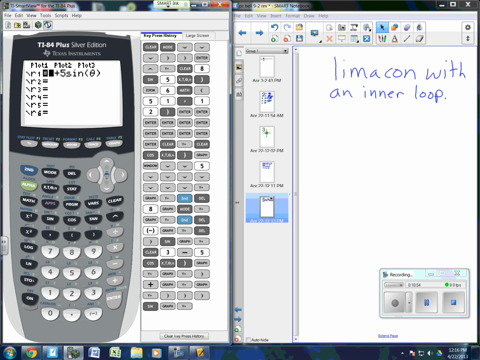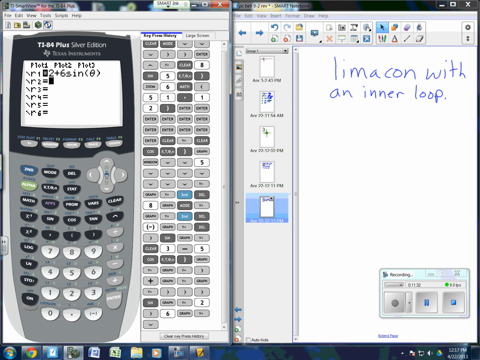Okay, let's do something like, let's make that a 2, and let's make this a 6. Let's see what happens. Okay, the inner loop is a little bit larger. That's how you say it, the inner loop. Okay, the inner loop. Hey, what happens if you make the first number bigger than the second number? Okay, what happens if you make the first number bigger than the second number? Let's say we went 5.